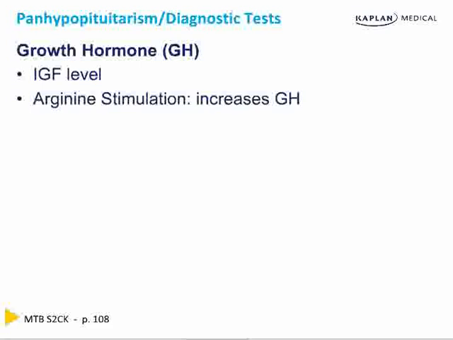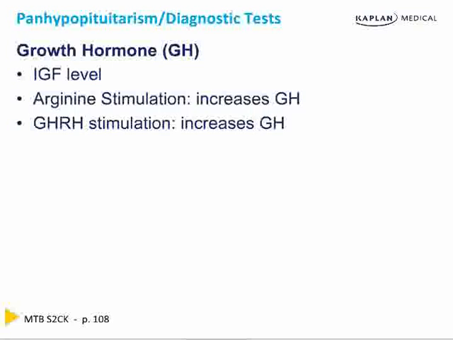Now, this is based on the fact that growth hormone helps proteins grow. So if I give you an amino acid like arginine, it should stimulate it for two things. One is for gluconeogenesis. The other is so it will produce IGF and help you make those proteins. Growth hormone releasing hormone stimulation is also useful because, again, a normal response would be an increase in growth hormone.